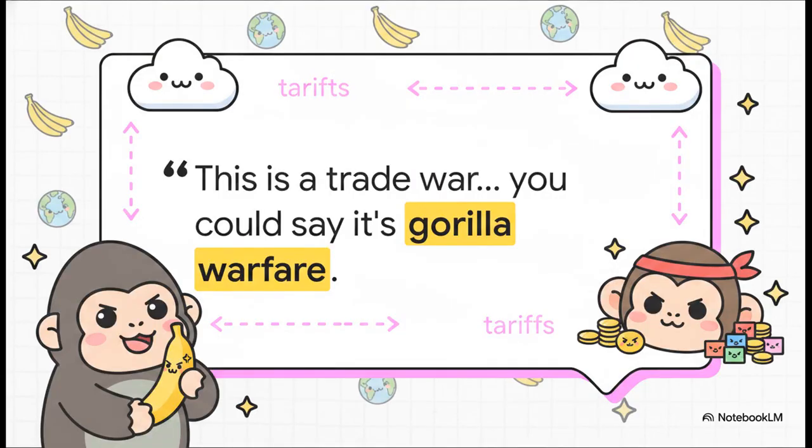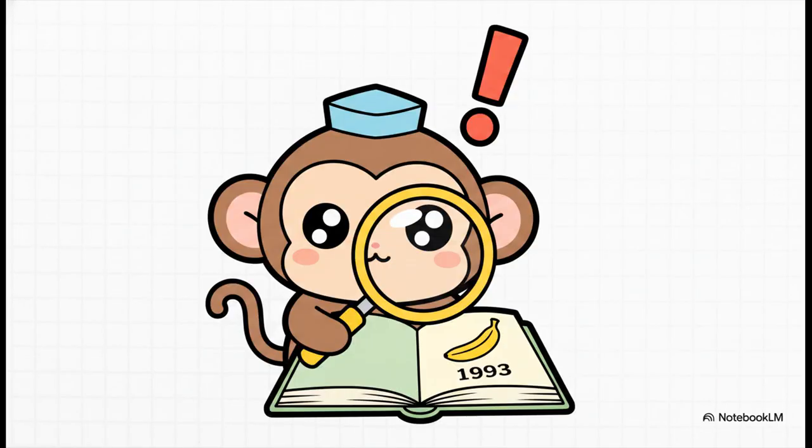So what happens when you slap a massive tax on your neighbor's primary export? Well, they usually don't just sit there and take it. As our source wonderfully puts it, this is called a trade war. You could say it's guerrilla warfare. And it really is. Banana Land gets mad, so they retaliate with tariffs on Monkey Land's exports. Then Monkey Land retaliates back. It escalates like crazy, and suddenly this silly monkey business transforms into a destructive, vicious cycle that just makes everything wildly expensive for everyone involved. Which leads us to Part 6, the real 1993 Banana War.